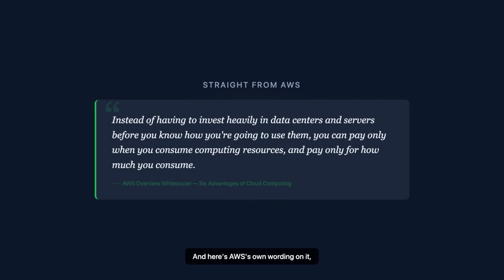And here's Amazon Web Services' own wording on it, straight from the overview white paper. Instead of investing heavily in data centers and servers before you know how you'll use them, you pay only when you consume computing resources, and only for how much you consume. That phrasing, pay only when you consume, is the exact fingerprint of this advantage on the exam.